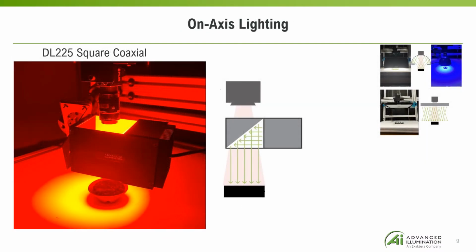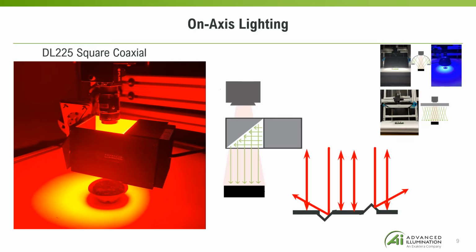In a coaxial light, the light is directed at a beam splitter. The light is then directed down at the target and back up to the camera. The light is good for curved or highly topographical objects. The surface texture is emphasized and the angled elevation changes are darkened due to the angled reflections.